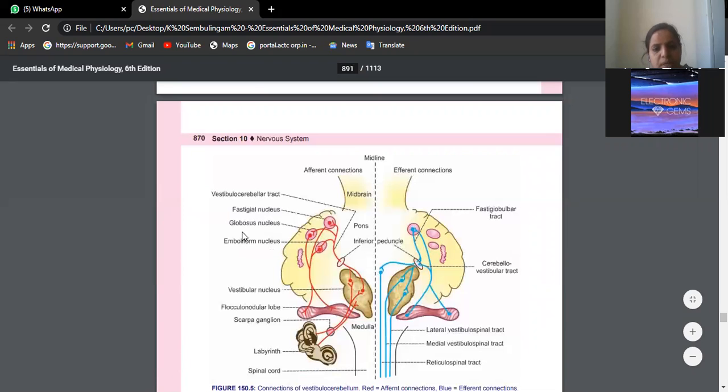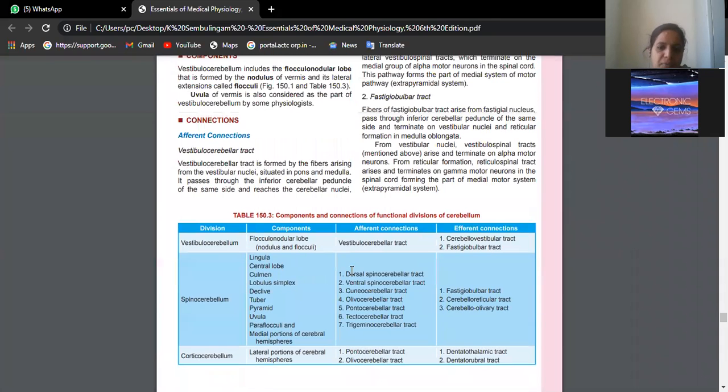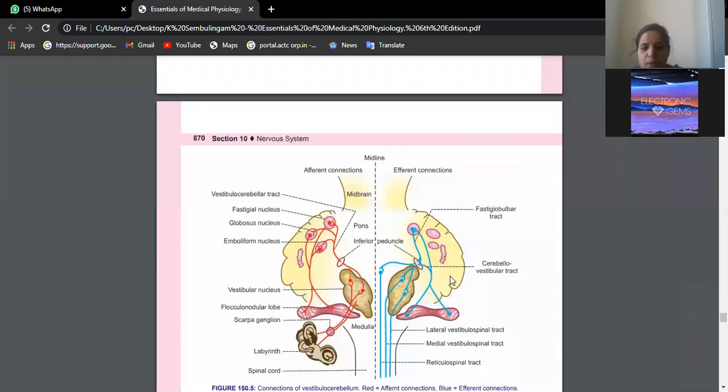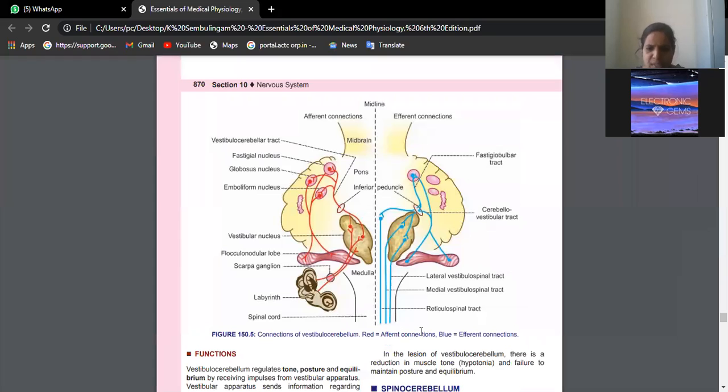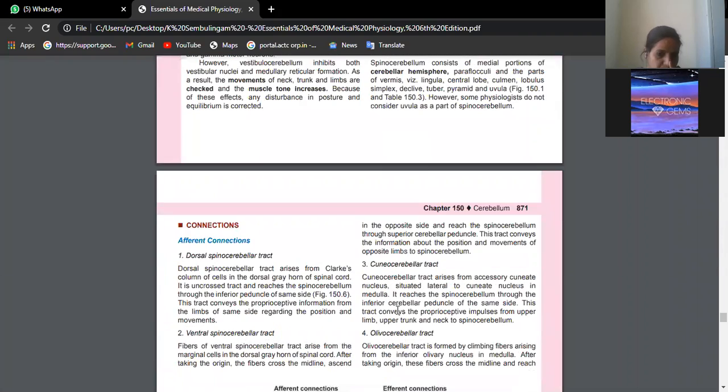Emboliform, globosus, dentate, fastigius. From the vestibular apparatus the fibers are coming there, and from these nuclei the fibers also go to the vestibular apparatus. That is the meaning of vestibulocerebellar and cerebellovestibular. Like that, at least one is the fastigiobulbar tract. So at least three different pictures are given.